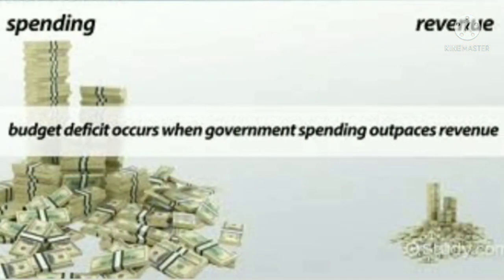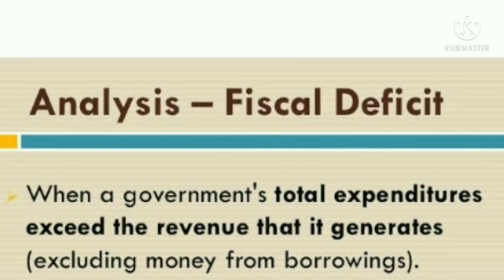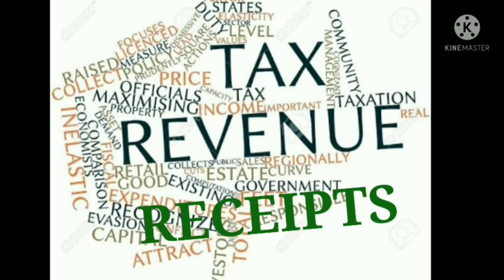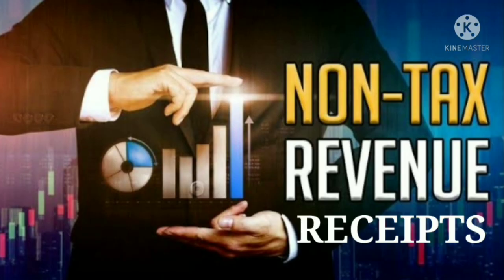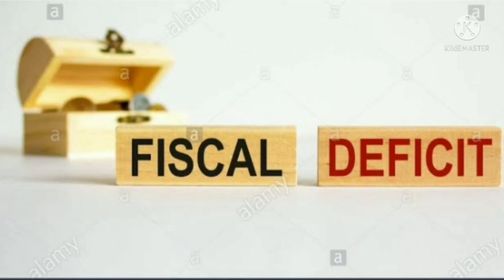When government spends more than it collects by way of revenue, it incurs budget deficit. The fiscal deficit is the difference between the government's total expenditure and its total receipts excluding borrowings. The amount collected by the government as taxes and duties is known as tax revenue receipts. The amount collected by the government in the form of interest, fees and dividends is known as non-tax revenue receipts.